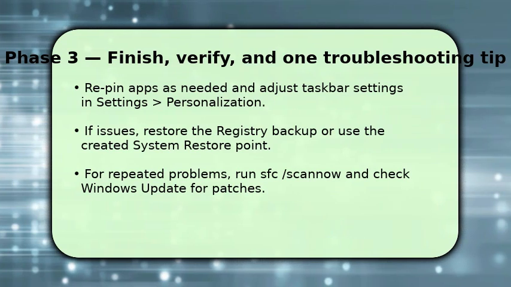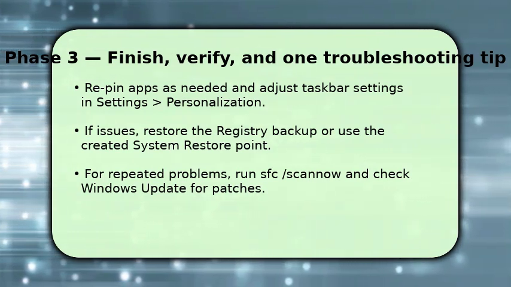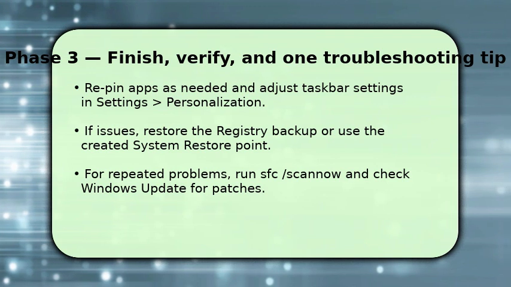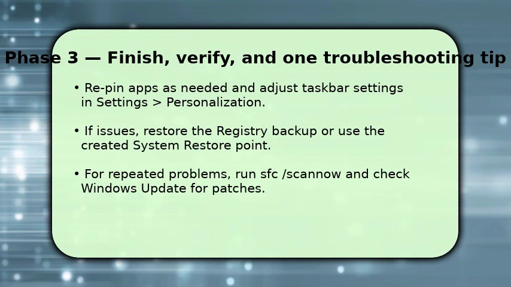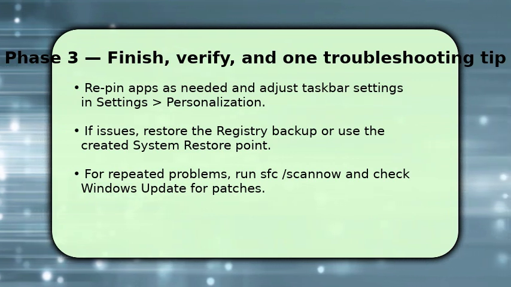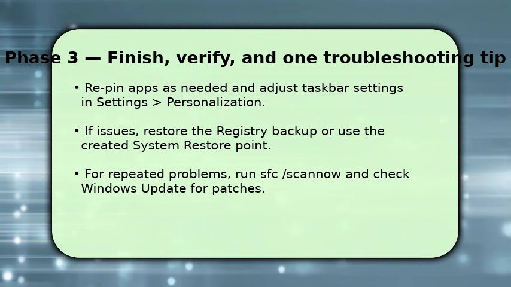If something went wrong, immediately restore the registry backup or roll back to the system restore point you made earlier. This undoes the overflow change safely. If the taskbar is unstable, run sfc /scannow to repair system files and check Windows Update for a fix.